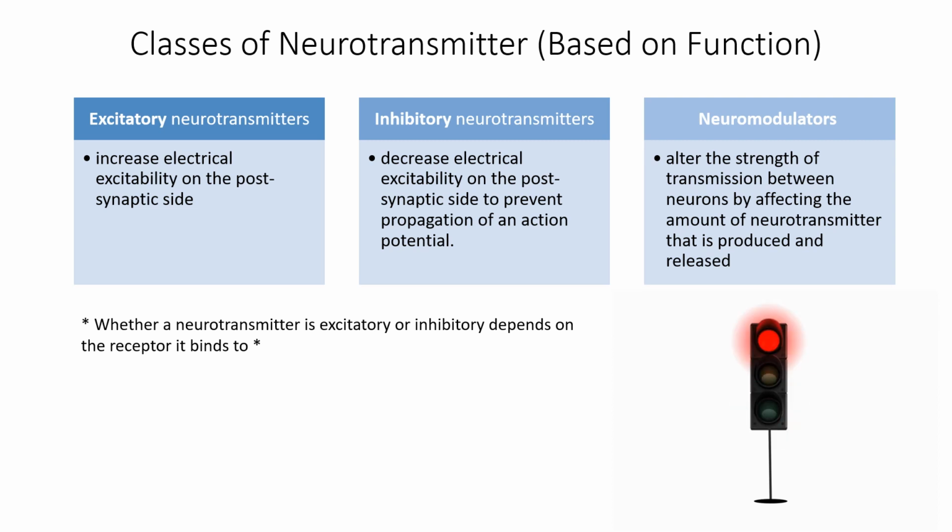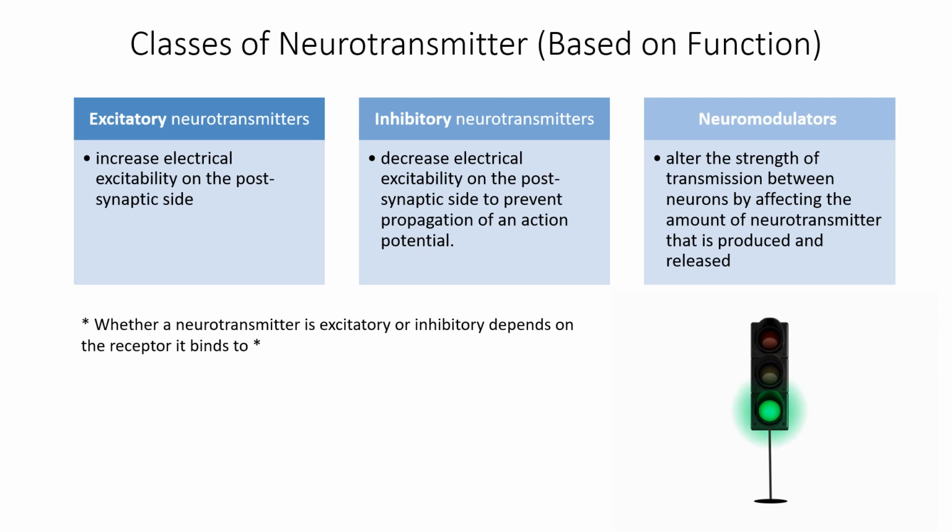Excitatory neurotransmitters increase electrical excitability on the postsynaptic side through modulation of transmembrane ion flow to facilitate transmission of an action potential. Inhibitory neurotransmitters decrease electrical excitability on the postsynaptic side to prevent the propagation of an action potential. Whether a neurotransmitter is excitatory or inhibitory depends on the receptor it binds to. Additionally, there are also neuromodulators, and neuromodulators function to alter the strength of transmission between neurons by affecting the amount of neurotransmitter that is produced and released.